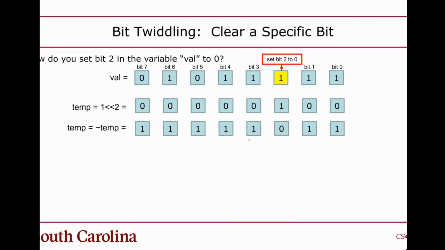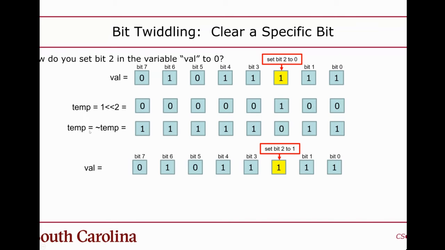And the idea is that we want to set every bit in the temporary variable, or in the sub-expression if you're inlining these operations together, to 1 except for the bit that we want to set to 0, which in this case is bit 2. So the way to do that is you start out with 1, shift it 2 bits to the left, complement all the bits, and that will make bit 2 be 0 in the temporary value.